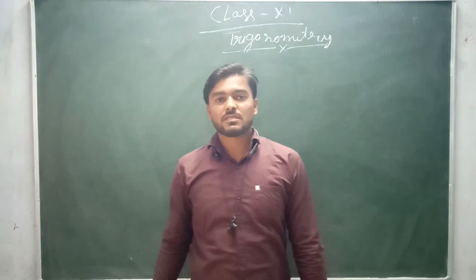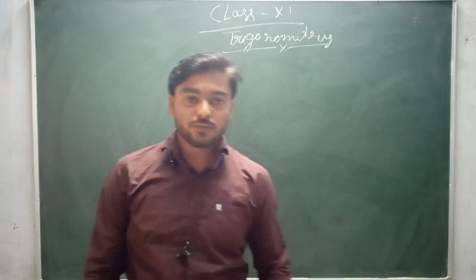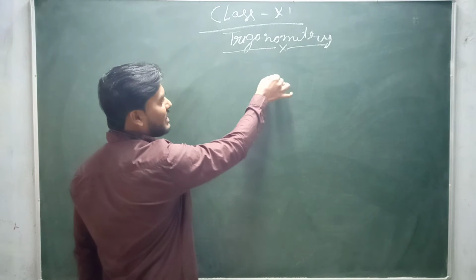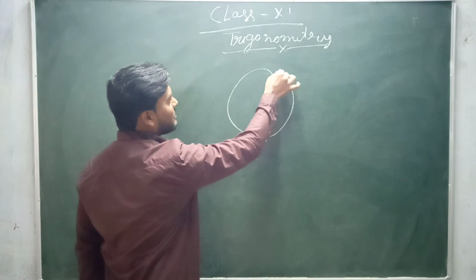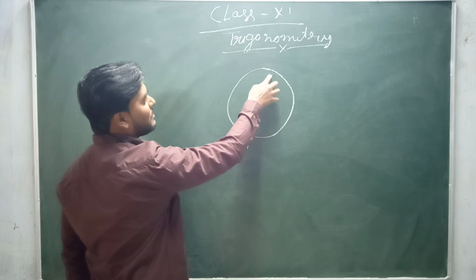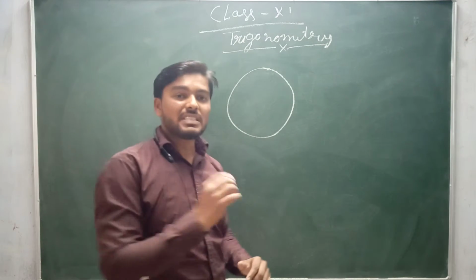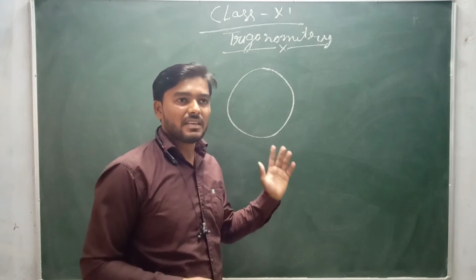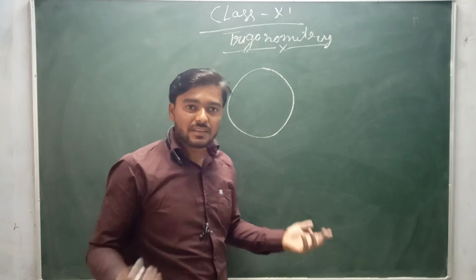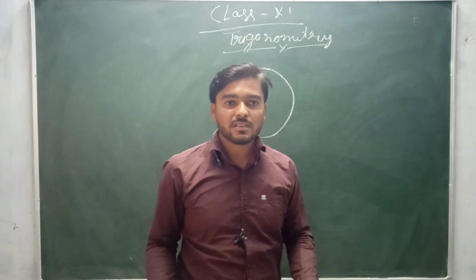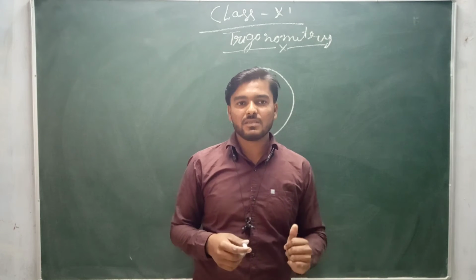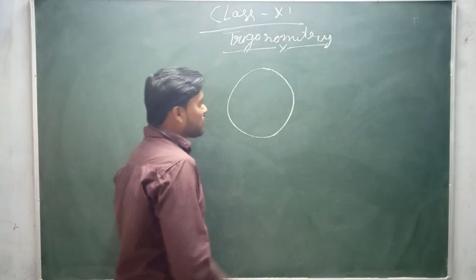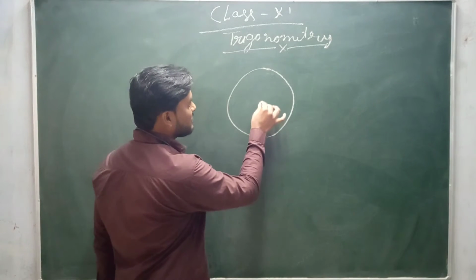Now the word comes: radian. What is radian? There is a circle. It's called a unit circle, not just a circle. What is the definition of a unit circle? Do we know? A unit circle means the radius is equal to 1. So the radius will be 1.